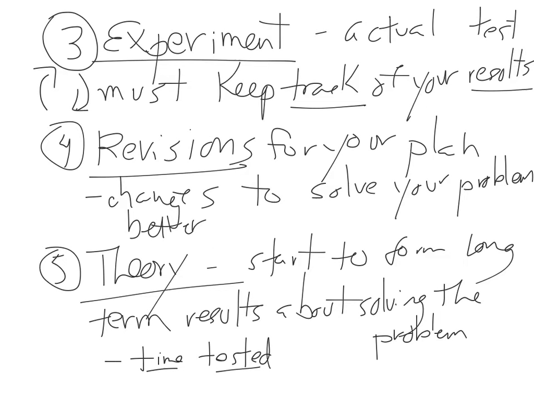The next step in the scientific method is experimentation. Experimentation is actual tests that are done, and your results and data must be kept. Therefore, revisions can be made, which is the next step in the phase, which is a plan that can change to solve your problem. Okay? You've changed the experiment and it will continue to improve until you reach the fifth step, which is when you're in the theory phase, which is long-term results about solving the problem. Theories are generally time-tested and have yet to be disproved.